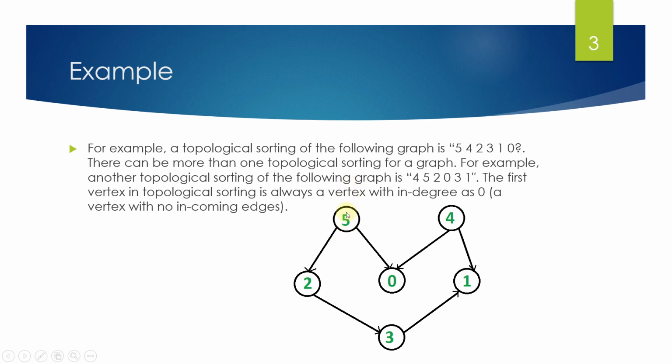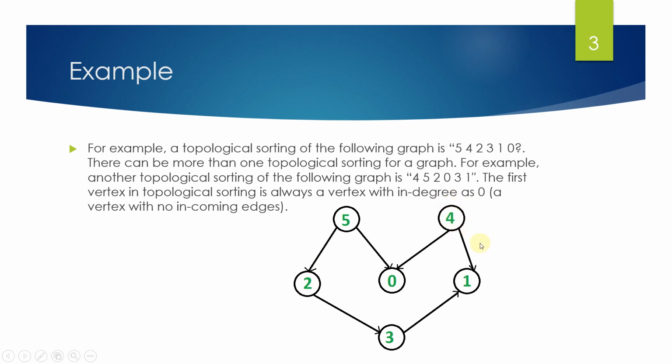Okay, so let's say we have two choices for the first vertex, either 5 or 4. Let's say we choose 5. After choosing 5, we remove 5 from this graph. So we'll put 5 here and remove it from the graph. Now, which vertices have 0 in degree after removing? As we remove 5, 2 and 4 have 0 in degree. So we can choose either 2 or 4. Let's say we choose 4.